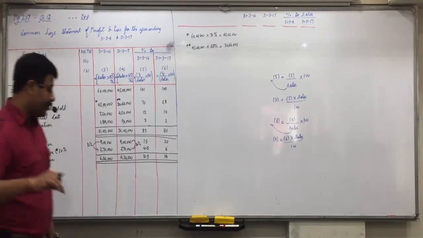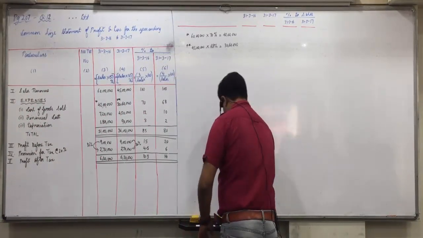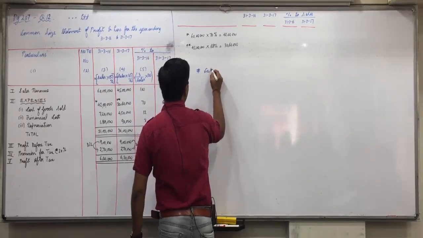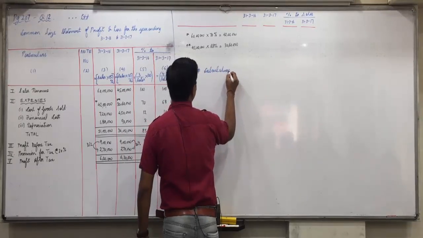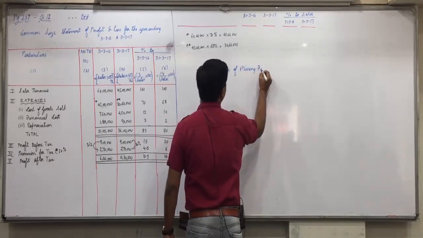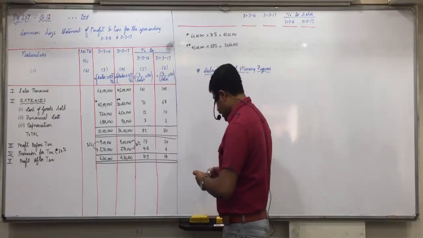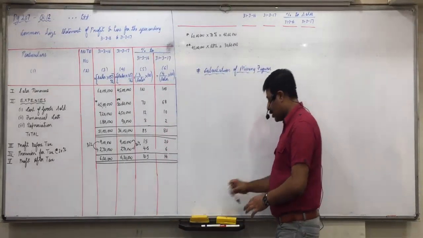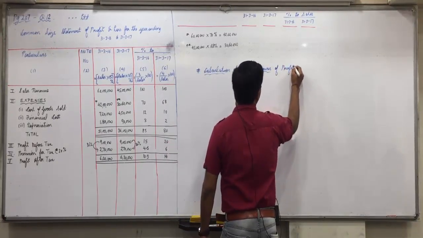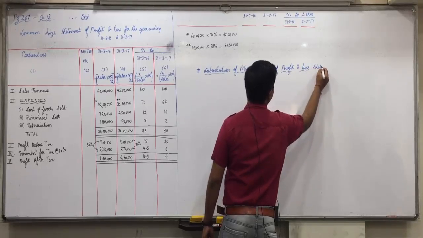Now in the notes, summary you can write it. Calculation of missing figures. Earlier calculation of missing figures was related to comparative statements. Earlier formula what we had written was under the comparative statements. Now this is under common size, and that too calculation of missing figures of profit and loss statement.